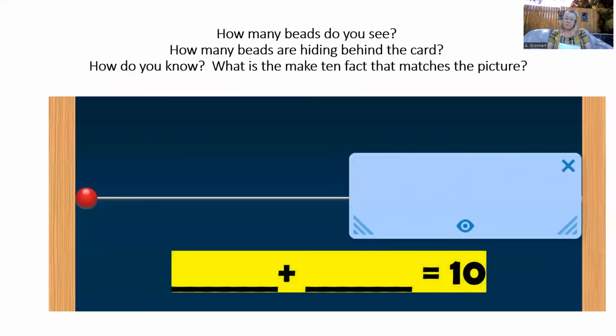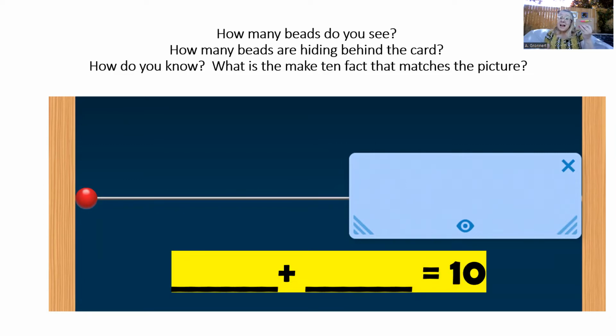Look at the picture. How many beads do you see? Yeah, there's one bead. Go ahead and make that on your number rack. There it is, one bead, just like that. How many beads are hiding behind the card? If you see one, how many are there? Should we count them? Let's do it. 1, 2, 3, 4, 5, 6, 7, 8, 9. There are 9 beads hiding behind the card.